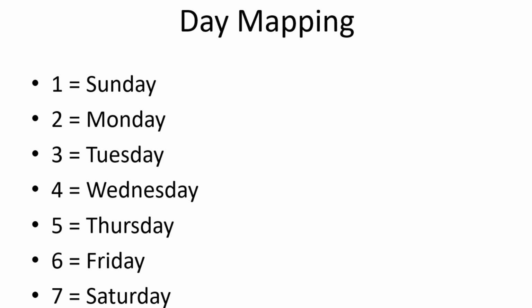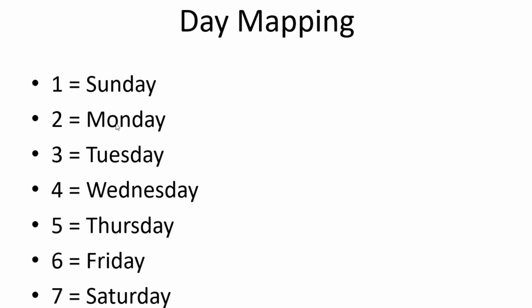Okay, so let's say today is Tuesday. So the day of the week will give you 3 as output. And if it's tomorrow, let's say you give the date as tomorrow, then the output will be 4. So if it is Sunday, then the output will be 1.